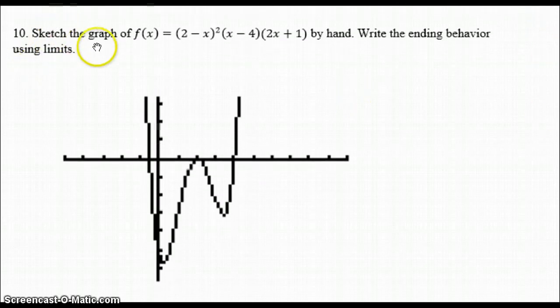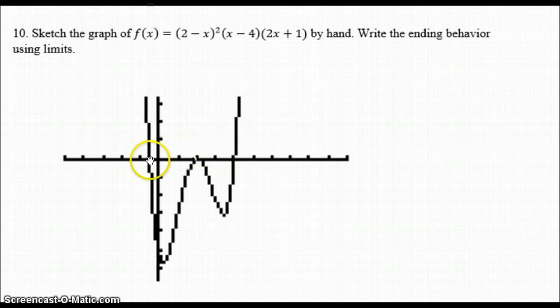Alright, this next one we got to sketch the graph. Well, the first thing we know, based on what we have here, is that we have zeros at 2, at 4, and at negative 1/2. And if you know the zeros, you are halfway there, right?